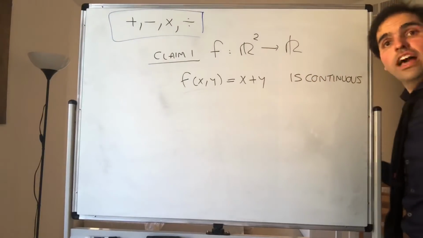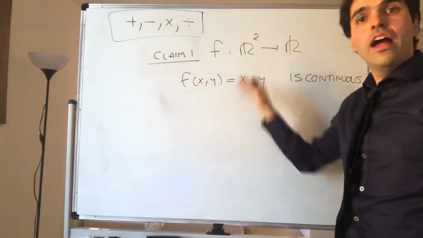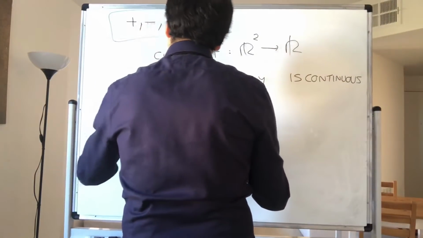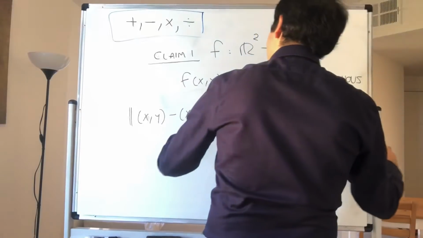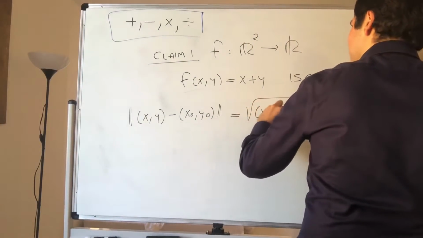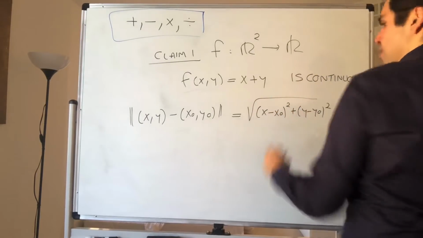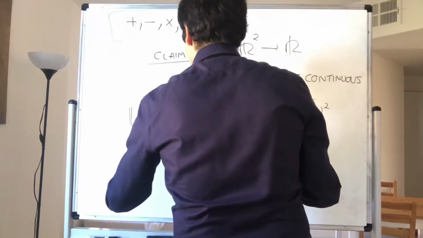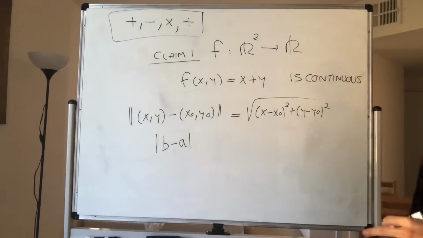And just so that our notation is clear, for points in R2, I denote the distance by double bars. So for instance, the distance between (x, y) and (x0, y0), I'll write it with double bars, and that's the square root of (x minus x0) squared plus (y minus y0) squared. But usual distances in R, I'll write them with absolute values: the distance between B and A is |B minus A|.